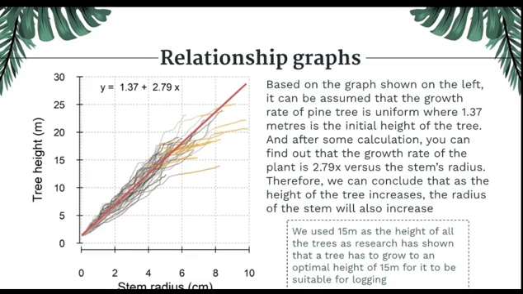We use decimals to plot a graph showing the relationship between the tree height in meters and the stem radius in centimeters. Based on the graph shown on the left, it can be assumed that the growth rate of a pine tree is uniform, where 1.37 meters is the initial height of the tree. And after some calculation, you can find out that the growth rate of the plant is 2.79 times versus the stem's radius. Therefore, we can conclude that as the height of the tree increases, the radius of the stem will also increase. We use 50 meters as the height of all the trees, as research has shown that a tree has to grow to an optimal height of 15 meters for it to be suitable for logging.